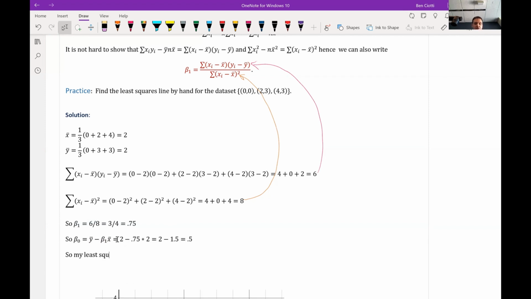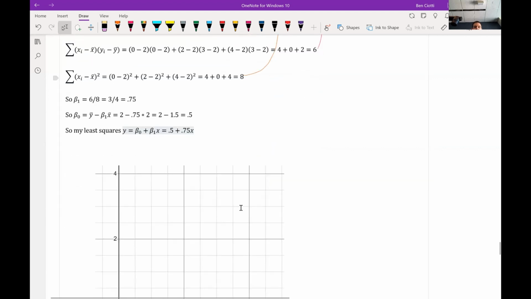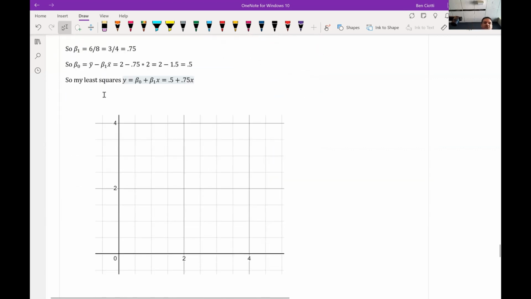So my least squares line, beta 0 plus beta 1 x, is 0.5 plus 0.75x. There. We just did a least squares line computation by hand. And in fact, you know what? Let's plot it.